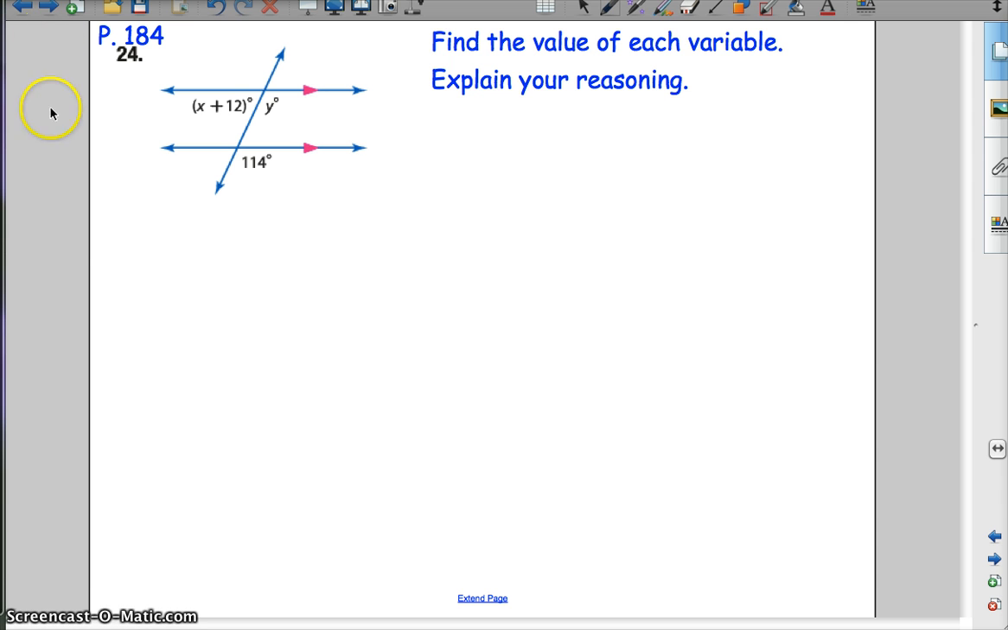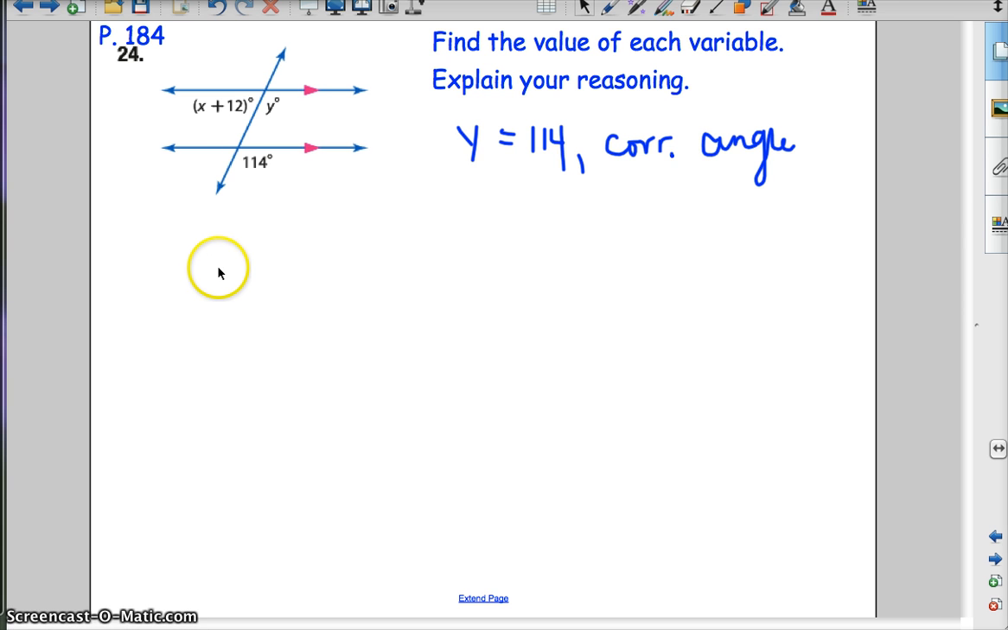We have another example here. See if you can do this one. It's on page 184, number 24. Pause the video and see what you come up with. All right, you should have come up with y equals 114 because it is a corresponding angle to 114. See, they're both on the bottom right, so therefore they are the same.